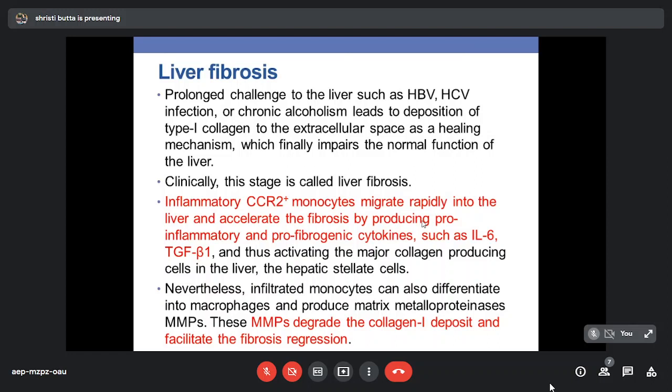Regarding the liver fibrosis, which occurs typically with viral infections, which may be hepatitis B or C virus, or chronic alcoholism, there is deposition of type 1 collagen into the extracellular space. That typically occurs because of the production of TGF beta 1 and the profibrogenic interleukin 10. On the other hand, it must be noted that these infiltrating monocytes can also differentiate into macrophages. These macrophages produce the matrix metalloproteinases, which were discussed in the last class, and that degrades the collagen type 1 deposit and facilitates fibrosis regression.